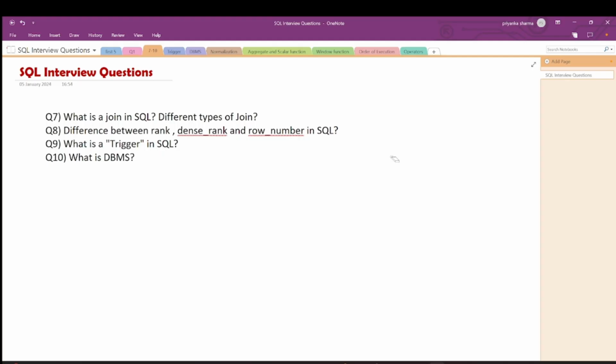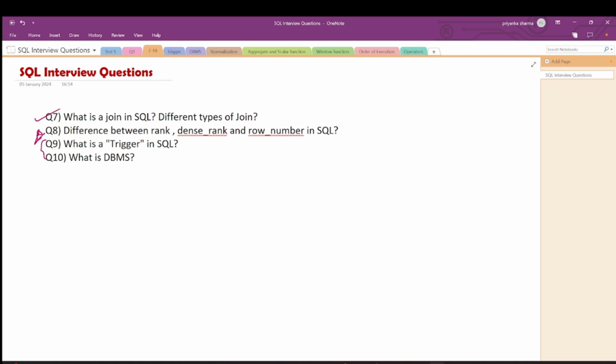So welcome to the second series of SQL interview questions. This is a very important part because joins in SQL are very important, and we'll be covering joins today. This is half theory and mostly practical. Then the difference between rank, dense rank, and row number in SQL. This is again an important question, and the rest two are theory questions: trigger and DBMS, right?